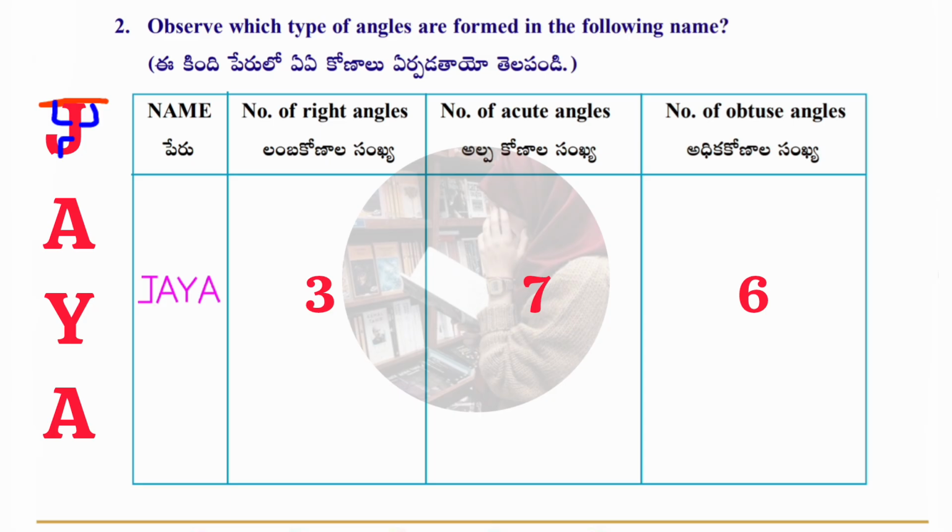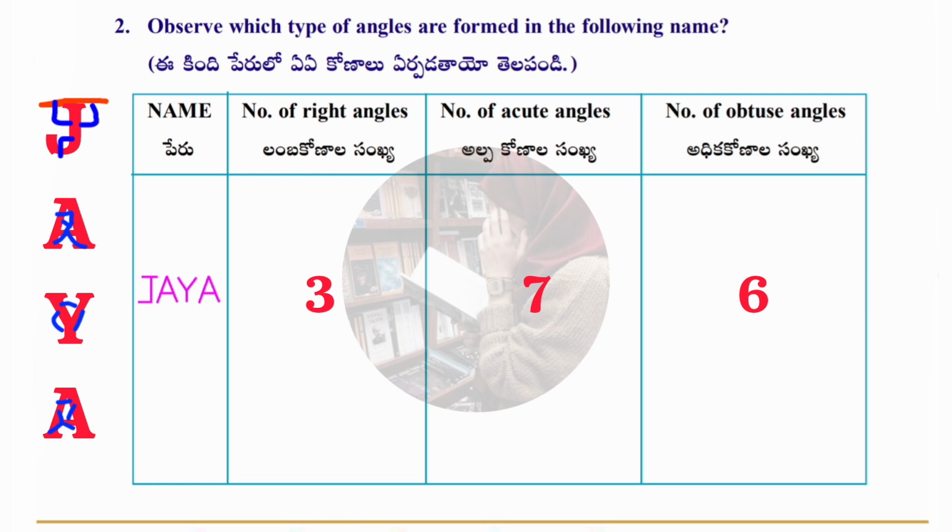So actually guys, I have to explain this by showing it, but I can't do this here right now. Your maths teacher will explain how you are getting the right angle, acute angle and obtuse angle from this name Jaya. Just write down the answer for this, and go and ask your particular maths teacher. Inshallah she or he will explain you. Okay, so we are getting 3 right angles, 7 acute angles and 6 obtuse angles.